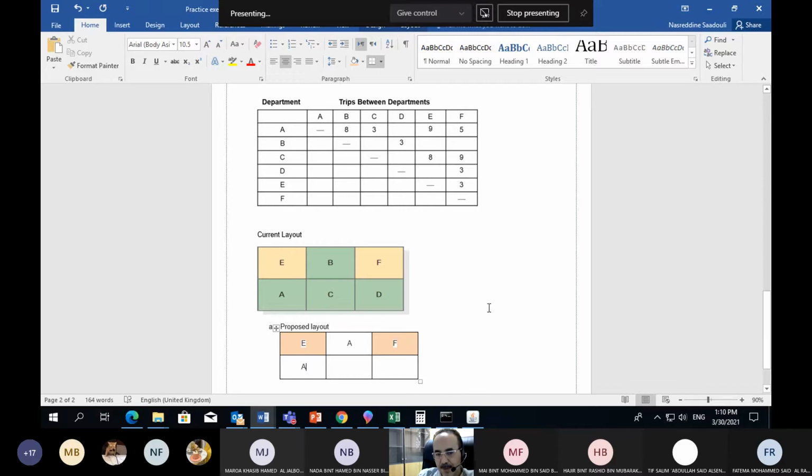Where should we put it? Because I look now at the other one. C has a closeness score of 9 to F. So therefore C should either be here or here. We need to decide what should we put here. Is it better to put A or C in this block?